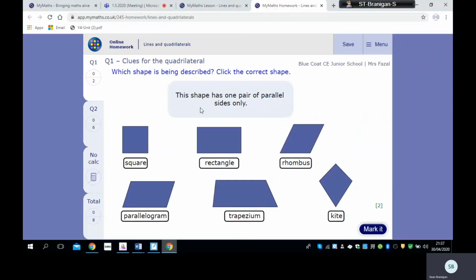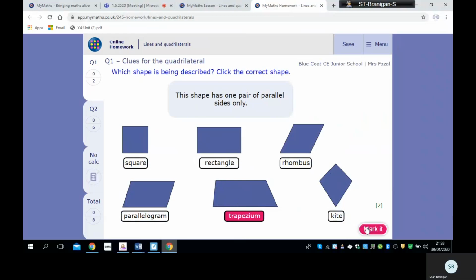This shape has one pair of parallel sides only. So one pair of parallel sides. It's got no right angles. Well, that's got no parallel sides. That's got two sets of parallel sides. That's got two sets of parallel sides. Square's got two sets of parallel sides, and so does the parallelogram. Therefore, the trapezium is the only one with one set of parallel sides. Now remember, the trapezium could have a right angle, but this one doesn't in this case.